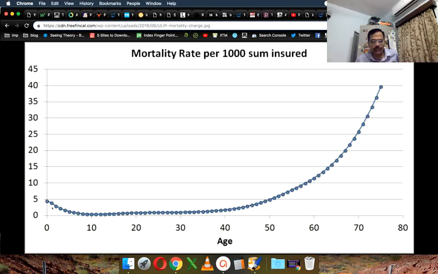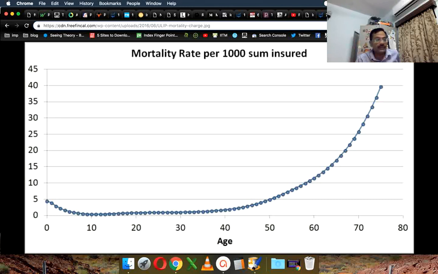Initially, because very young children are susceptible to death, the mortality rate is higher at a very young age, and then it falls down, and at a young age it keeps lower. But as you notice, as you go further in age, from 30 to 40 and 50 and so on, the mortality rate per 1000 keeps increasing.